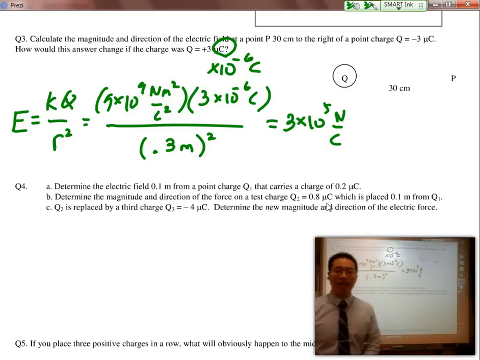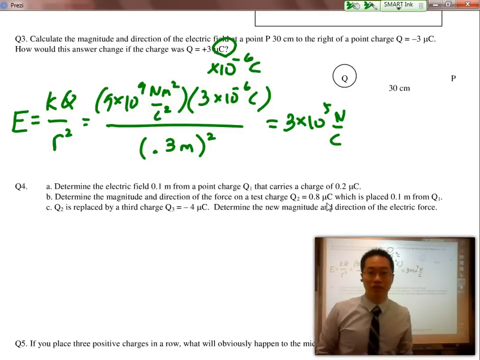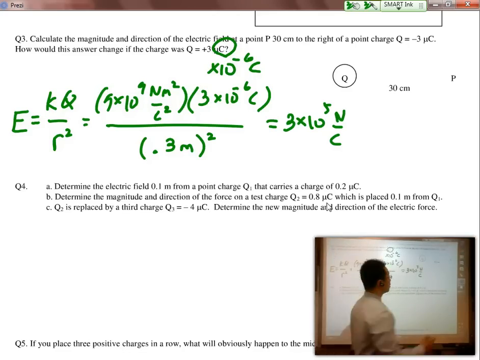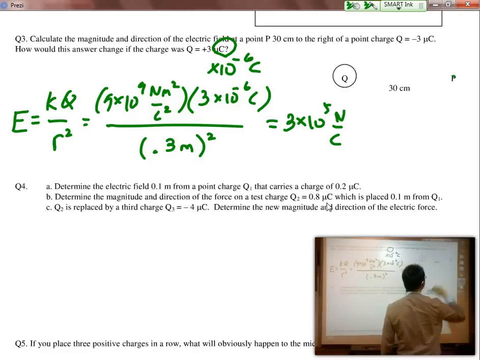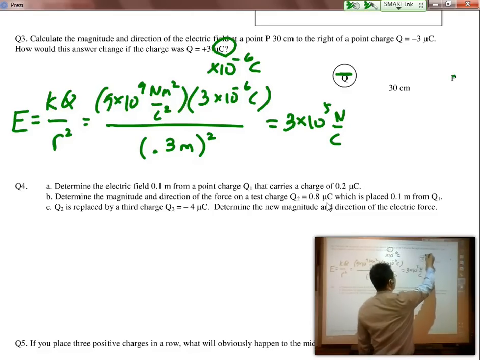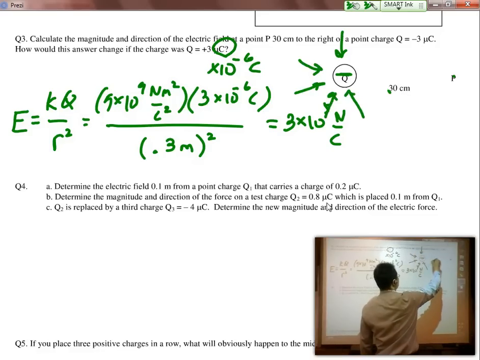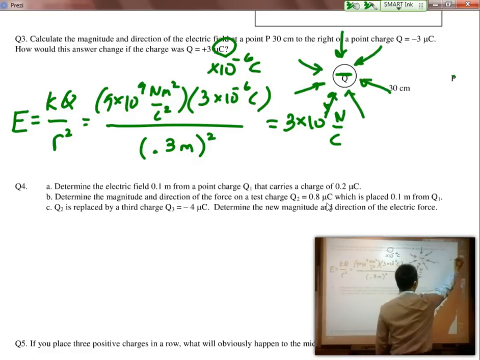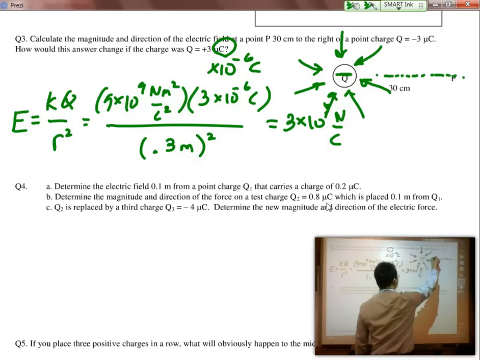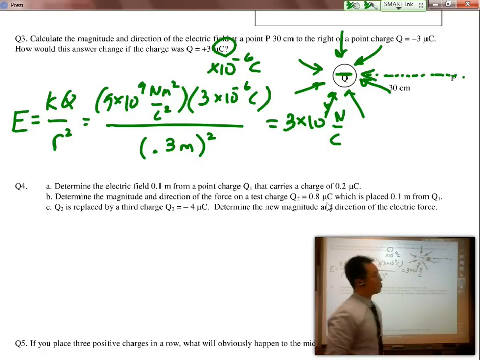But what is the actual direction of that electric field at point P? Here's point P. I know that if this is a negative charge, the electric field goes into the negative. That means at that point, it should be pointing left into the negative charge.